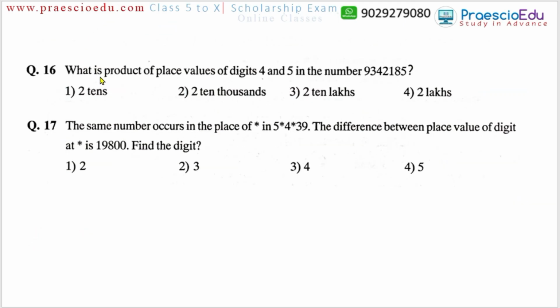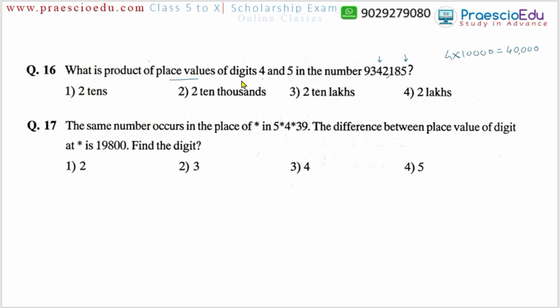Question number 16. What is the product of the place values of the digits 4 and 5 in the number? The 4 and the 5 are here. For the place value of 4, we multiply 4, the face value, the same digit, by the place, which is 10,000's place. So we get the place value 40,000.